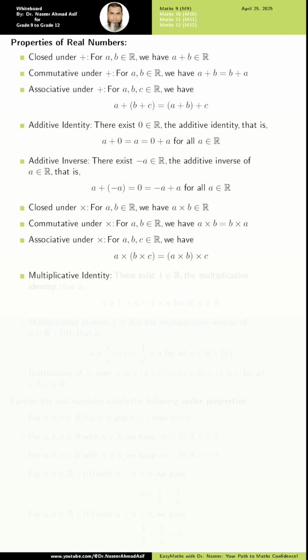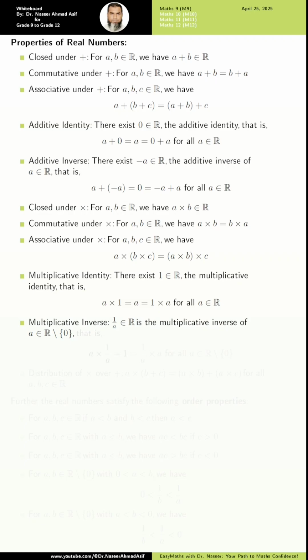Multiplicative identity. There is 1 belonging to R, the multiplicative identity, that is a cross 1 is equal to a, which is equal to 1 cross a, for all a belong to R. Multiplicative inverse. 1 over a belonging to R is the multiplicative inverse of a belonging to R other than 0, that is a cross 1 over a is equal to 1, which is equal to 1 over a cross a, for all a belong to R other than 0.